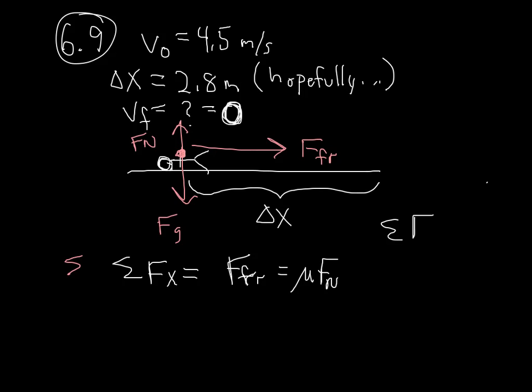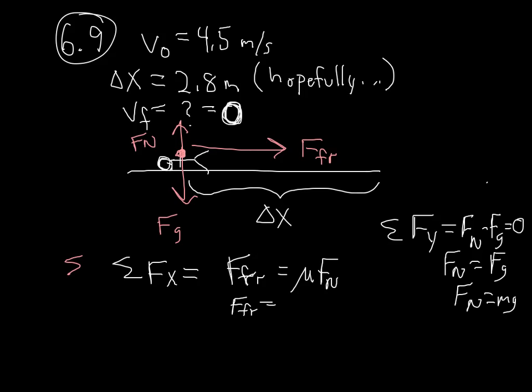Let's do the sum of forces in the y direction. What force is acting up? Normal force. Gravity is acting down. Equals 0. He's not bouncing up and down as he's sliding into home plate. So we have the normal force is equal to Fg. What is Fg? mg. So the normal force is equal to mg. So I can plug in the force of friction, which is mu times Fn. Force of friction is mu times m times g.